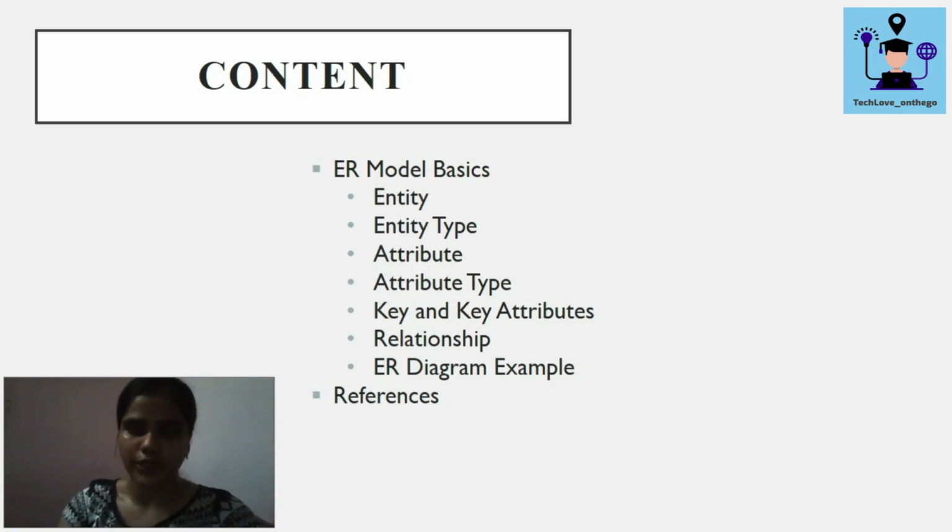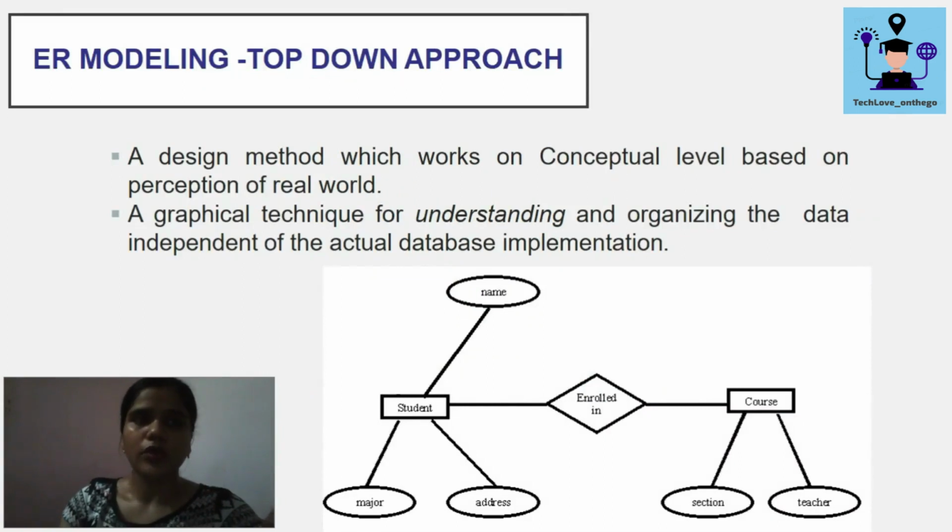So let's move forward. ER modeling, basically entity relationship modeling, is a top-down approach. Top-down approach is the basic approach in which we first view the complete system and then design it with the help of some basic objects. ER modeling is a design method which works on a conceptual level, based on perception of the real world.